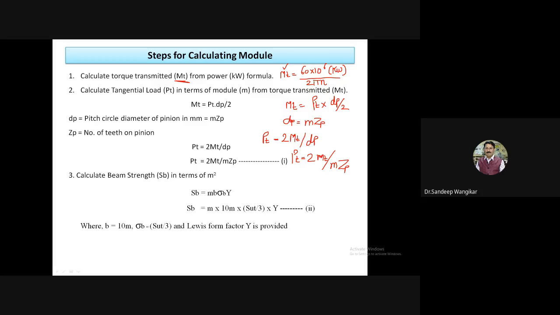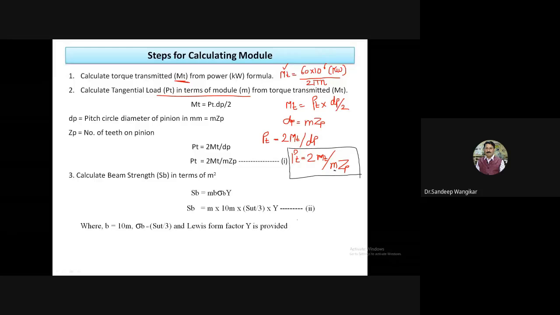So first part, calculation of MT. Second part, calculation of PT in terms of module. So if you see here, you can easily highlight this PT in terms of module. Slowly we are going. It is required that you have these highlighted pointers with you so that it will be easy for solving the numericals.